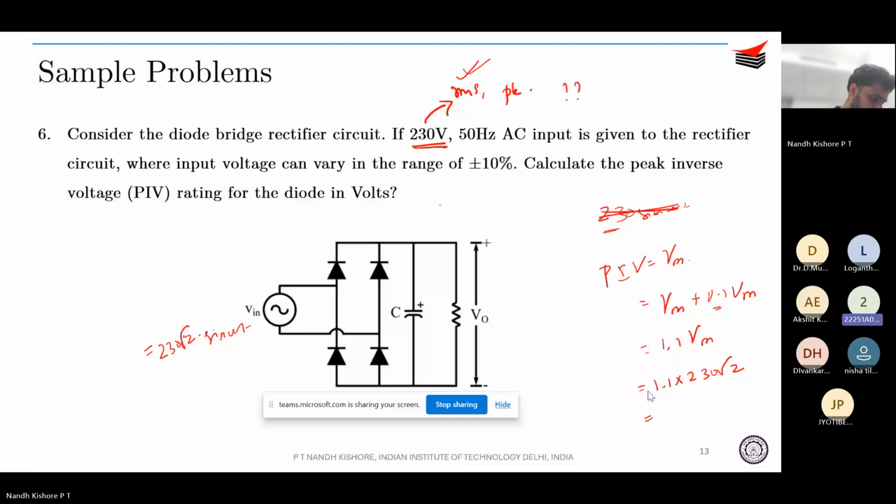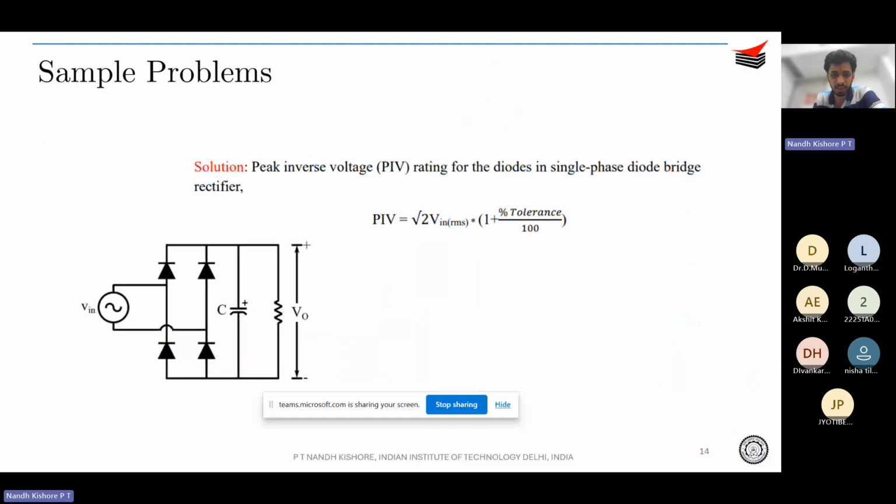So 357.79. Okay, so this is the peak inverse voltage. We considered this plus or minus 10% and we just got it. So again, a simple problem. We will just go ahead. Yeah, 357.